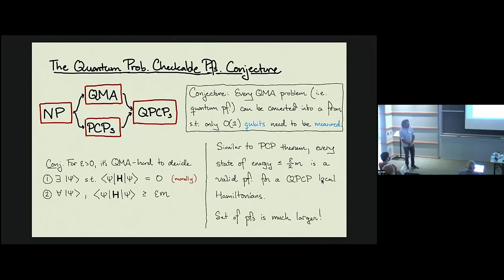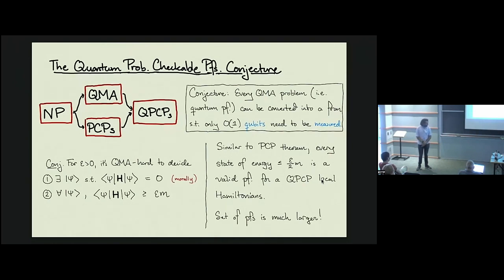And there are some important consequences if the quantum PCP conjecture is true. First, similar to the PCP theorem, it would tell you that every state of energy epsilon over 2 times m is a noisy proof. It's a valid proof, right? For the same exact reason, because even if it was noisy, you'd still be able to distinguish it with some good amount of certainty.